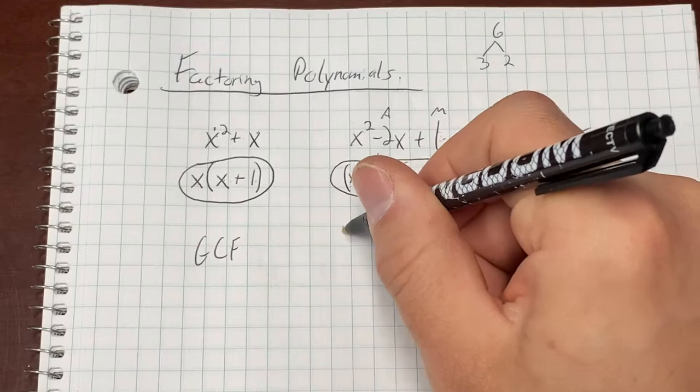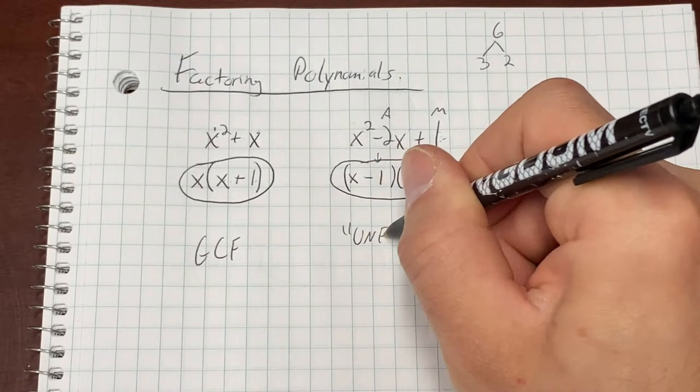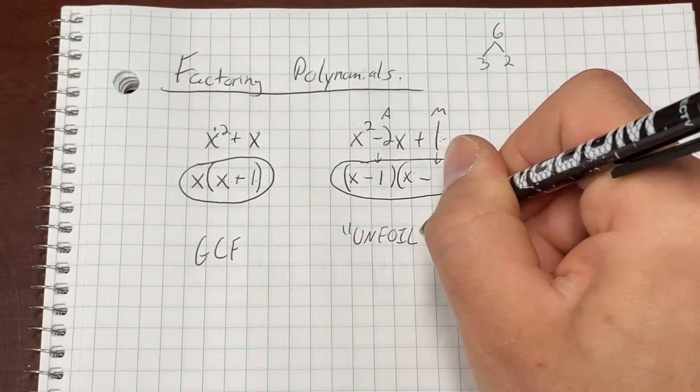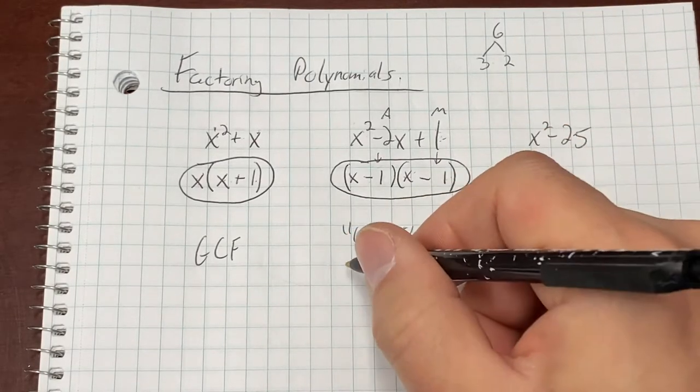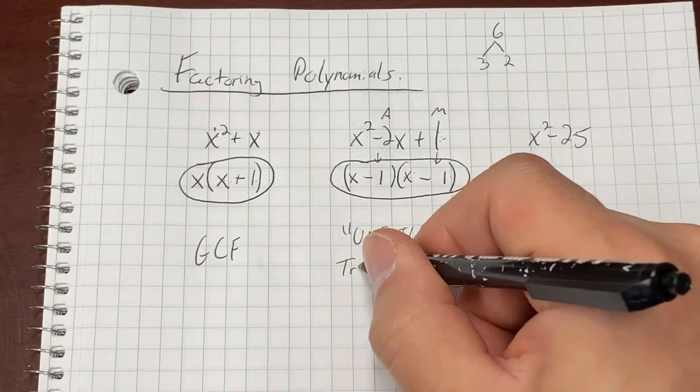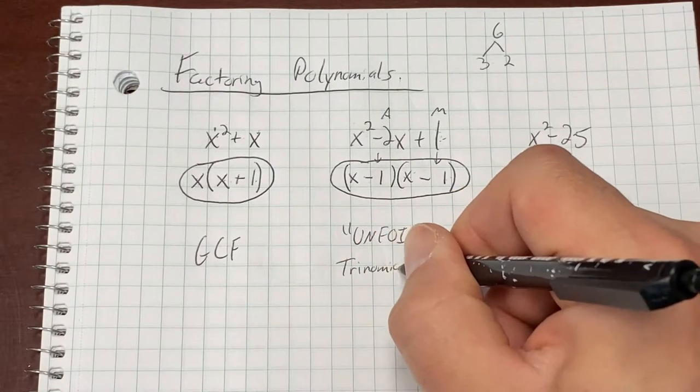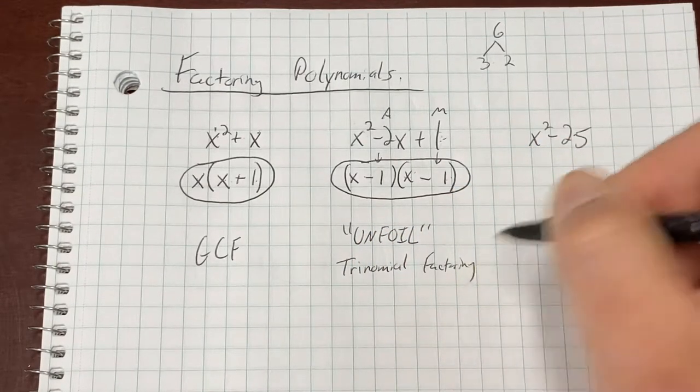So this is what I like to call unfoil, although that's not an official term. I don't think you'll see that in any textbooks anywhere. It's more commonly known as just trinomial factoring. Trinomial, I know that's kind of boring, factoring, but that kind of is the way it is.